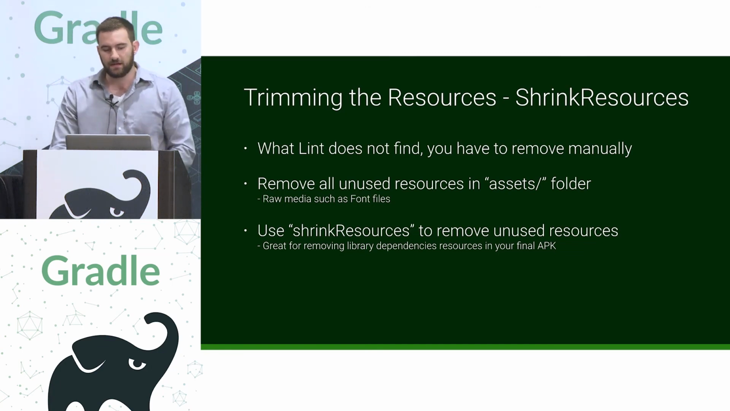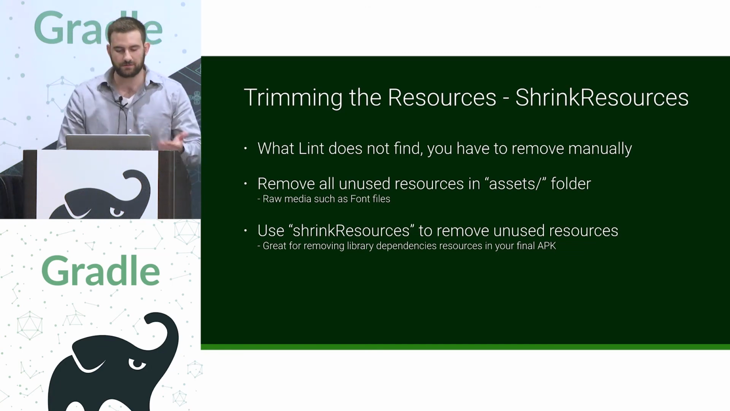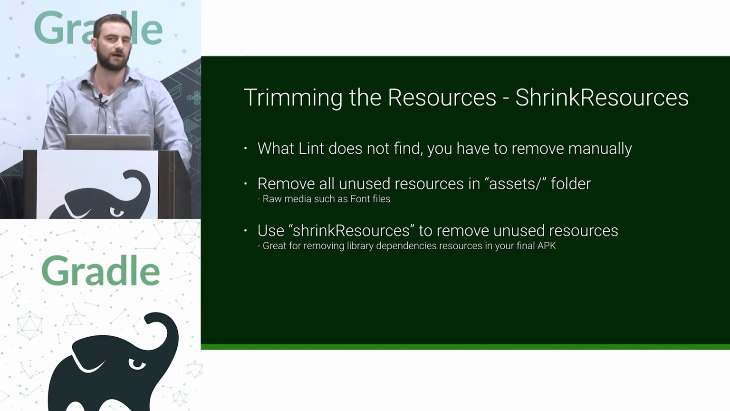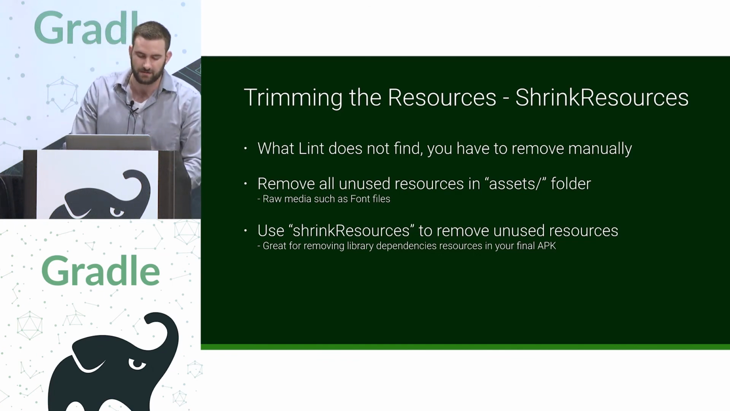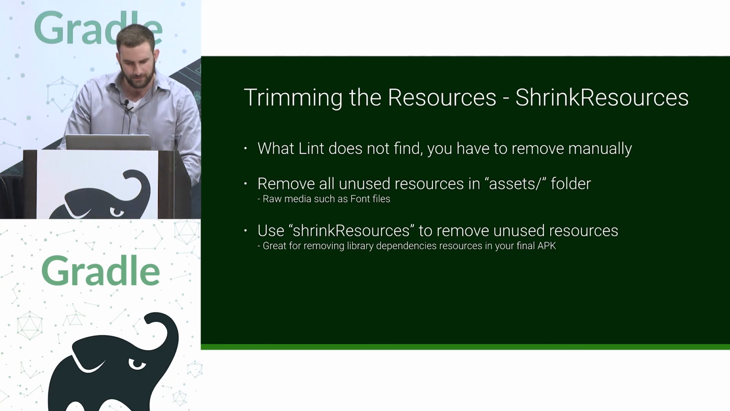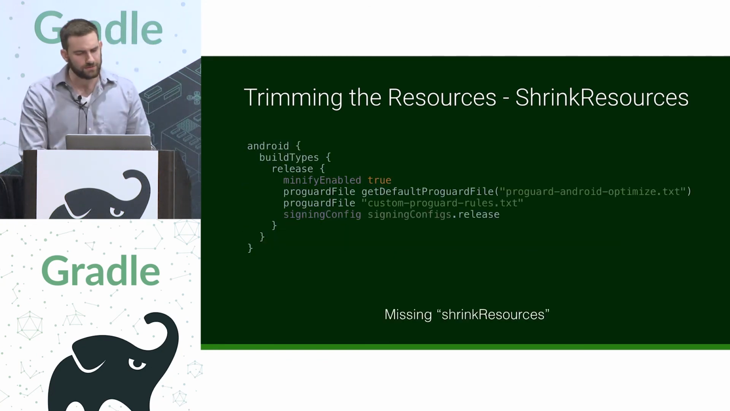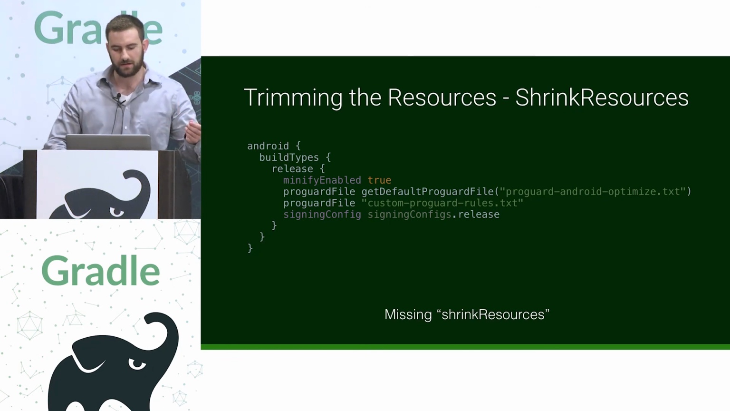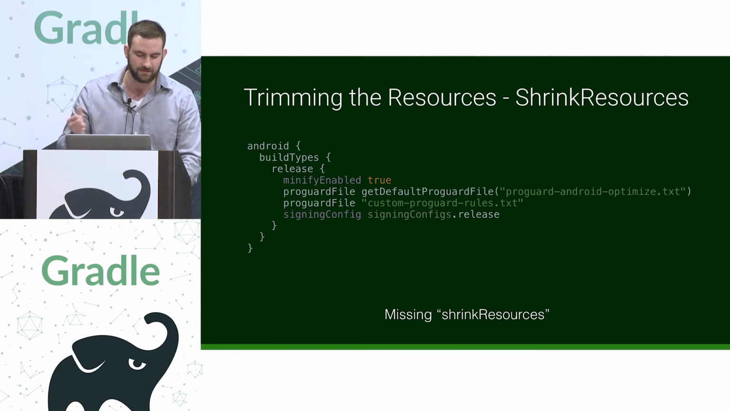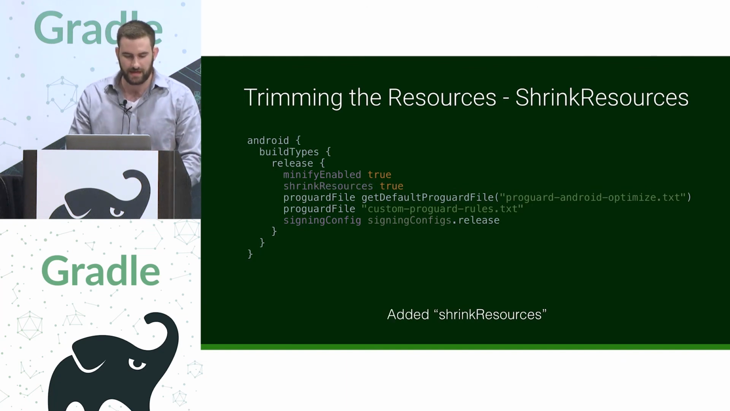And things that Lint couldn't find or you couldn't find, ShrinkResources hopefully will find. So at least have 3 gateways in which to make your APK a little bit smaller when it comes to resources. So let's go see a little bit of an example. So here is our previous Proguard Android optimized example with minified enabled and our custom Proguard rules. Let's go ahead, and this is missing ShrinkResources. Let's go ahead and add it.